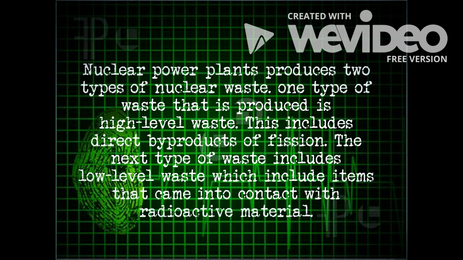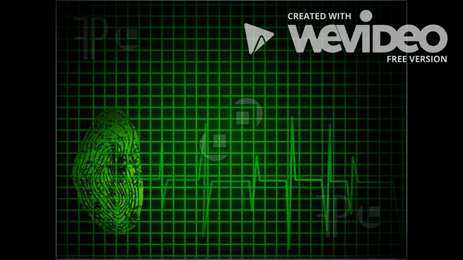Nuclear power plants produce two types of nuclear waste. One type is high-level waste, which includes direct byproducts of fission. The next type is low-level waste, which includes items that came into contact with radioactive material.